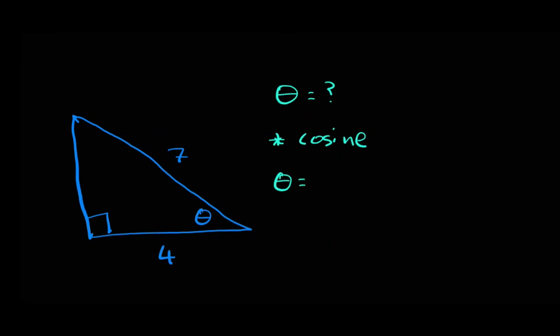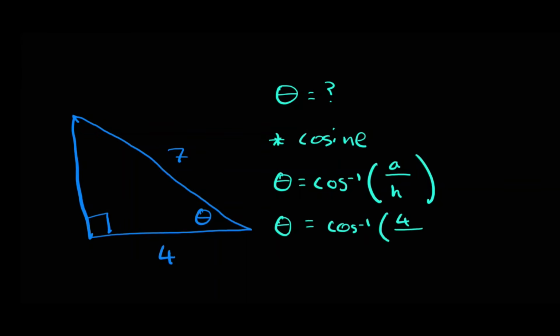So theta equals inverse cosine, adjacent over hypotenuse. And that just equals the inverse cosine of 4 over 7. And if you put that into your calculator, you should get approximately 55.15 degrees.